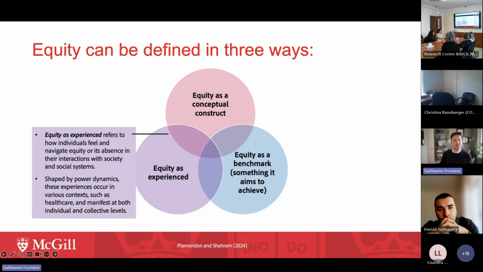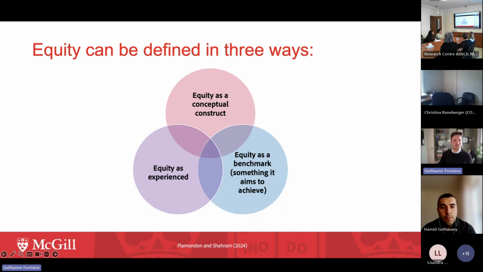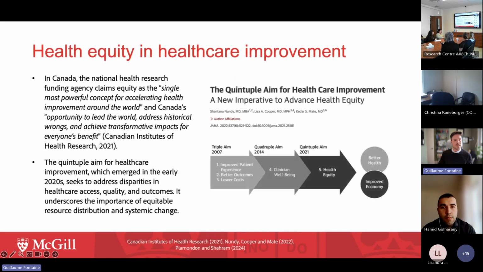And the last way to think about equity is equity as something that's experienced. So the experience of how individuals feel and navigate equity or its absence in their interactions with the healthcare system. And really it manifests itself at an individual level, but also at collective levels among different groups that are marginalized and that face inequities. So I think it's a great way to think about equity. In terms of research, what I do touches on those 3 conceptualizations of equity, I would say, but often a bit more in the experience and also in the blue section in terms of benchmarks and the inequities that we observe.